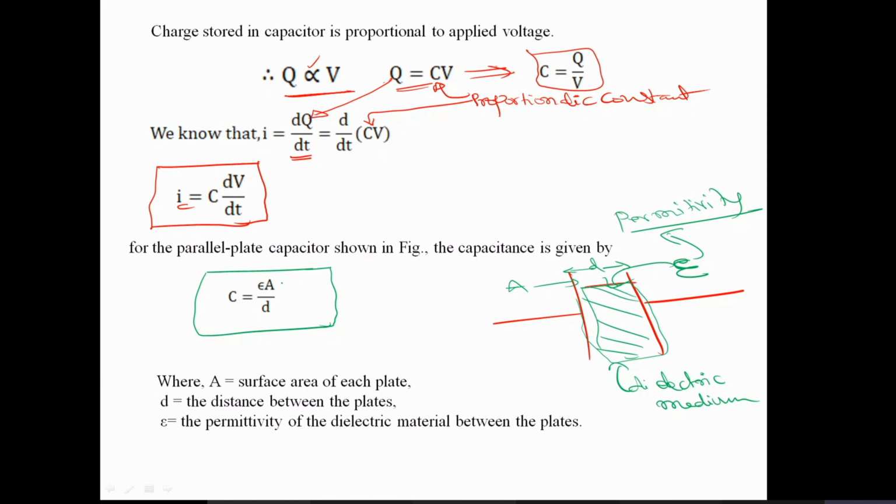So in case of a parallel plate capacitor, if A is the area of cross section of the plate and d is the distance separating these two plates, and if epsilon is the permittivity of the dielectric medium, then it is called capacitance, right?